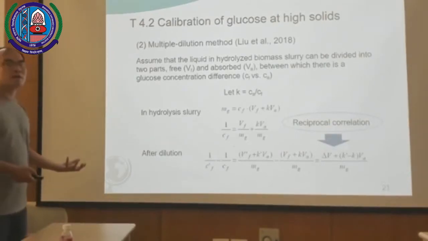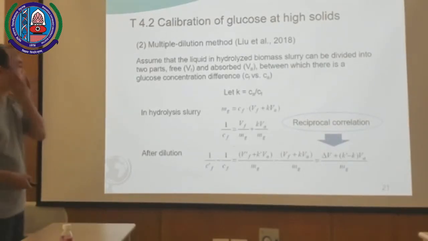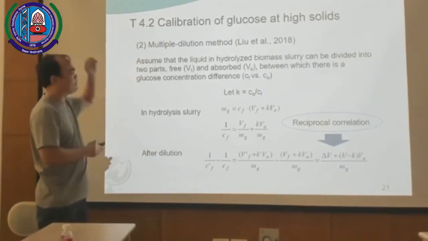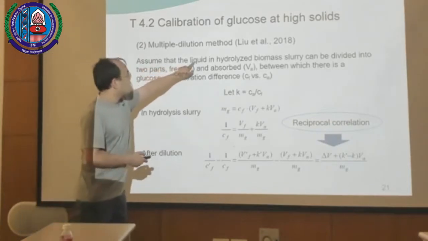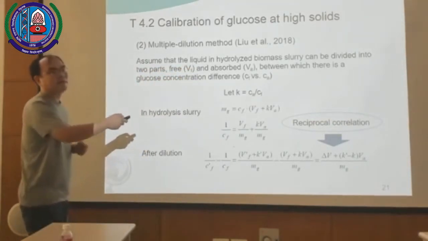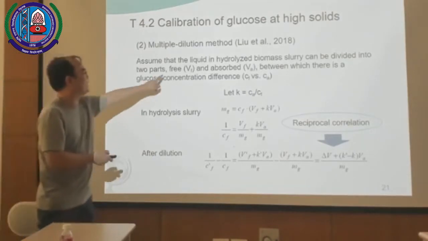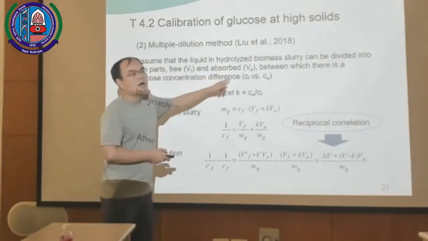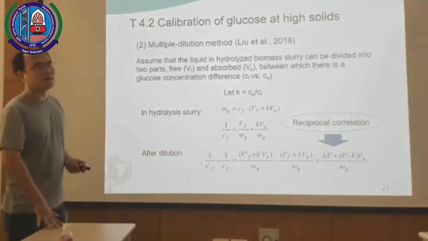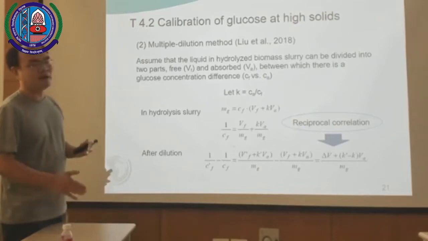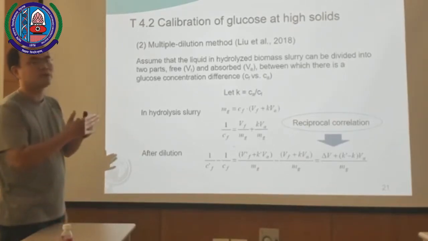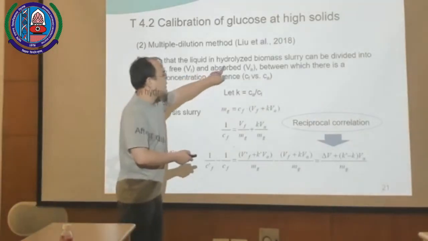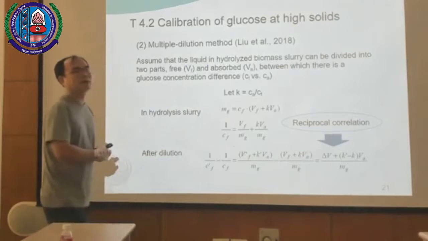But in order to thoroughly, extensively study this problem, I make an assumption. This assumption is very important. I assume that all the liquid in the slurry can be divided into two parts. One part is free, it has a free volume, and another part is absorbed. I assume that glucose cannot be absorbed by biomass, but only the glucose solution can be absorbed by the biomass.